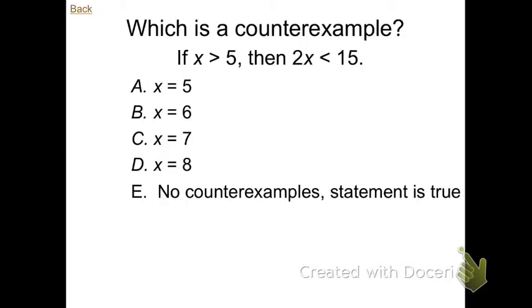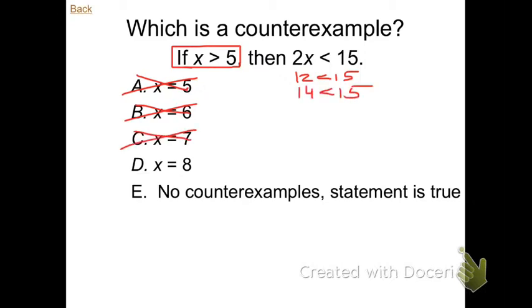Okay, which is a counterexample? If x is greater than 5, then 2x is less than 15. Well, if we consider our answer choices, A is not a counterexample because it doesn't satisfy the hypothesis, if x is greater than 5. So let's start with x equals 6. The problem with x equals 6 is 2 times 6 is 12. 12 is less than 15, so that's not a counterexample. 7 for x, 14 is still less than 15, so that's not a counterexample.